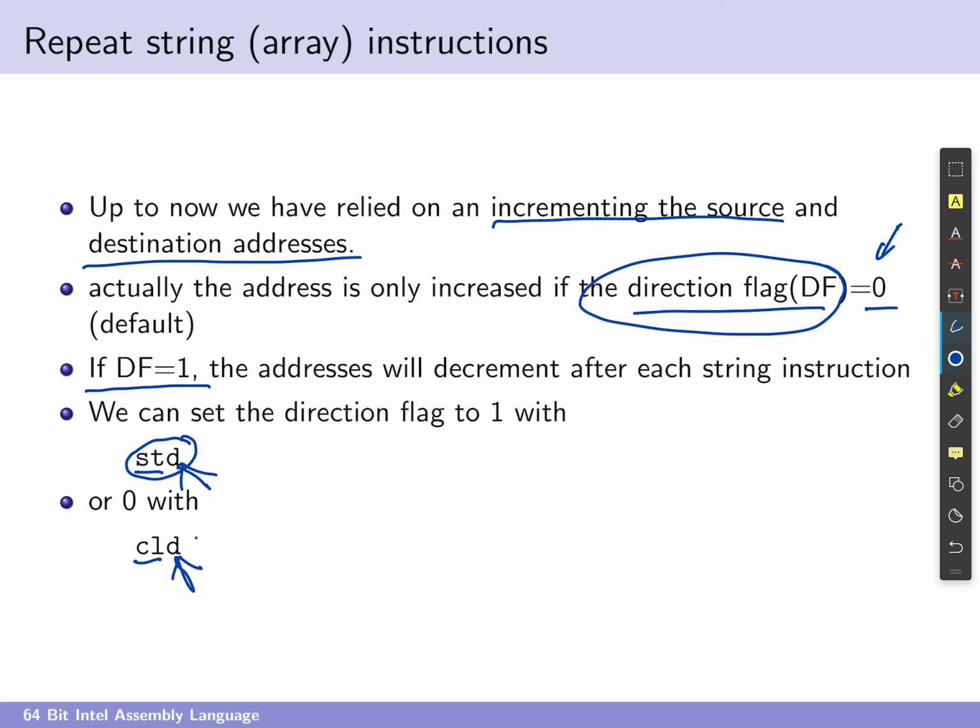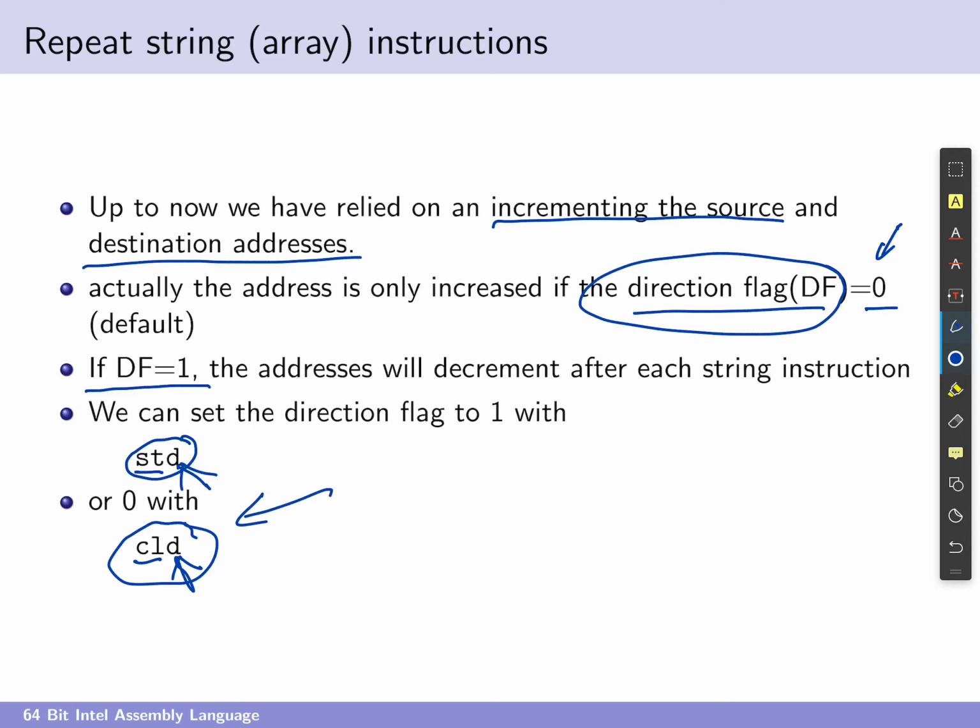I would actually advise that even if you intend to increment the addresses, you call cld anyway. In a small bit of code, you might know what has happened before. However, if your code is calling functions or even system calls and doing a lot of complicated things, you might not know what the direction flag is before you execute your instructions. So it's good practice to call cld, or clear the direction flag, even if you intend to increment.